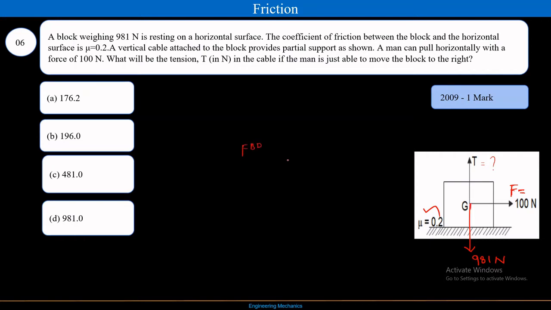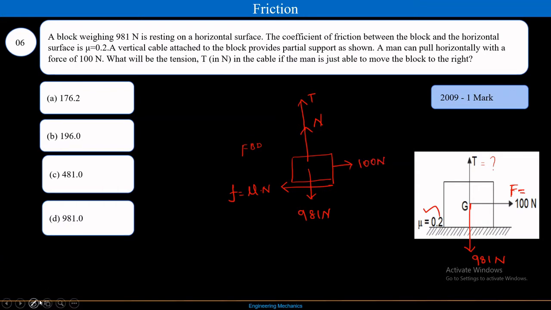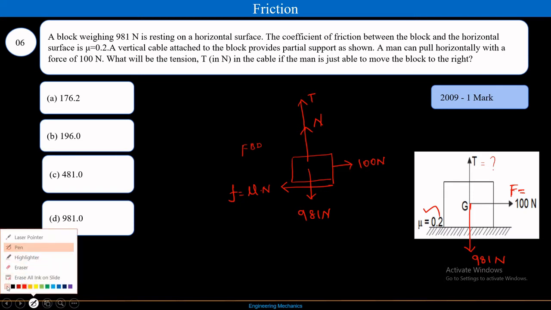Let's draw the free body diagram. This is my block, having 981 Newton here. As a result, I'll have some normal force here, and there is a string with the tension T. Here I'll have a frictional force F equal to mu dot n, and I also have a force in this direction which is 100 Newton. Let's resolve these forces one by one. First we'll move on to the horizontal force.